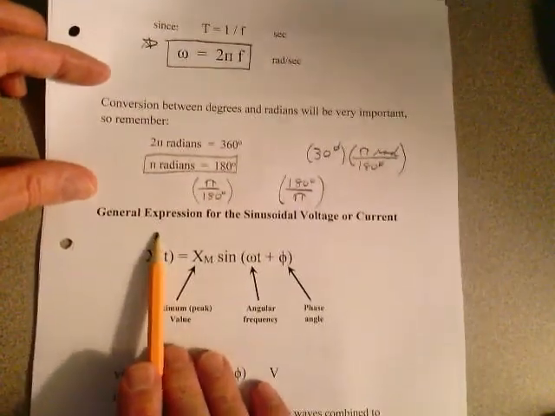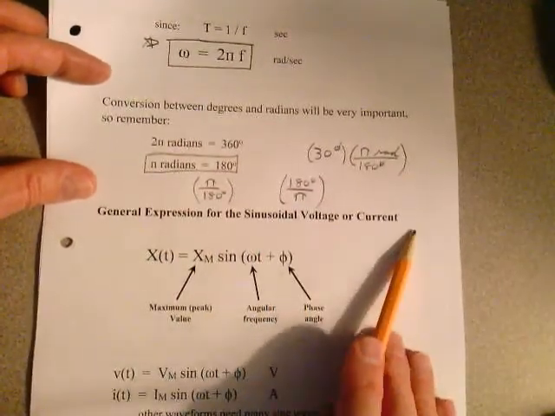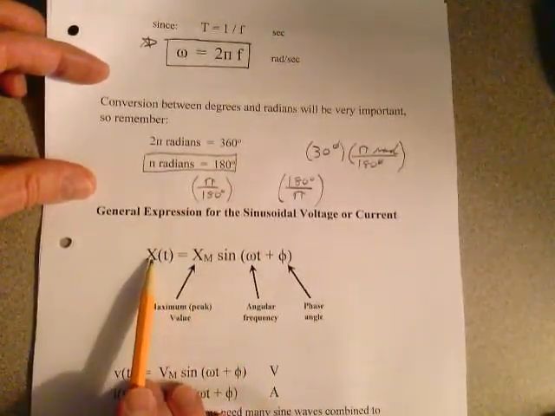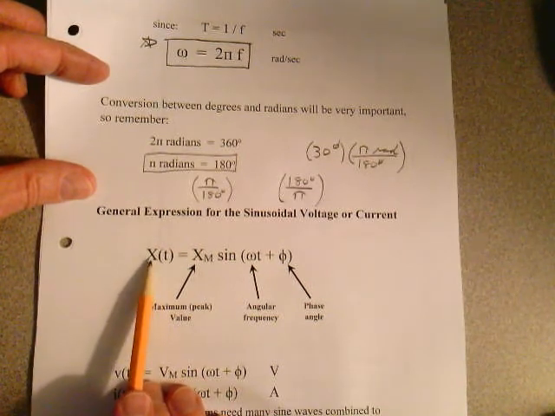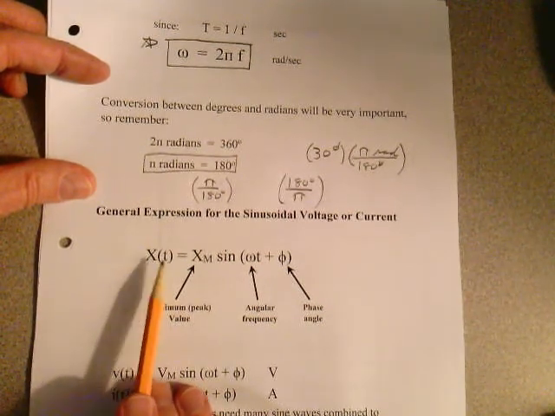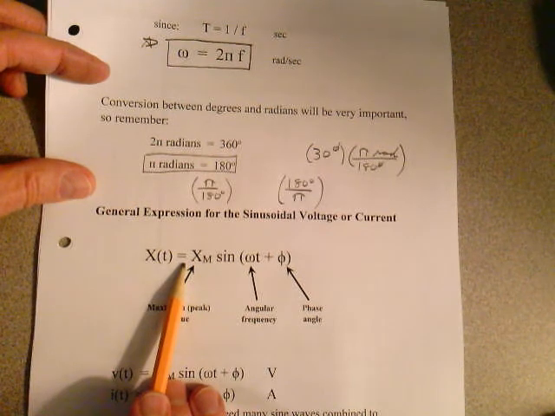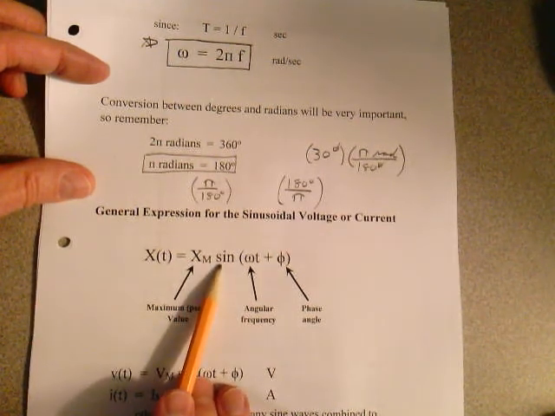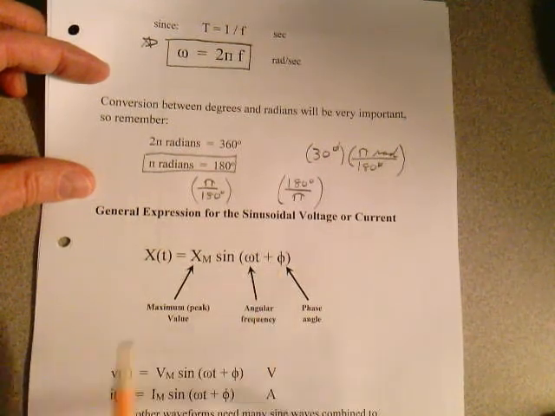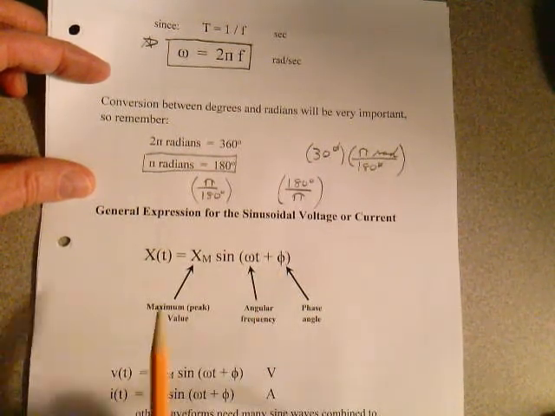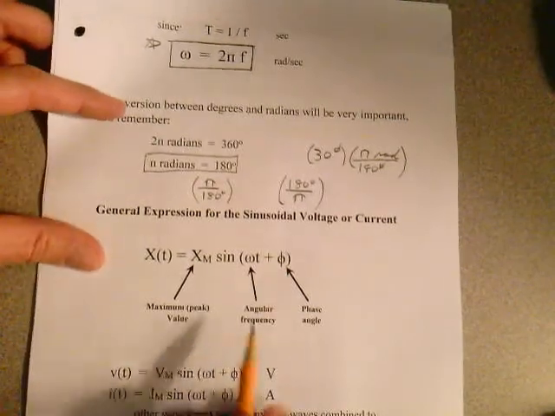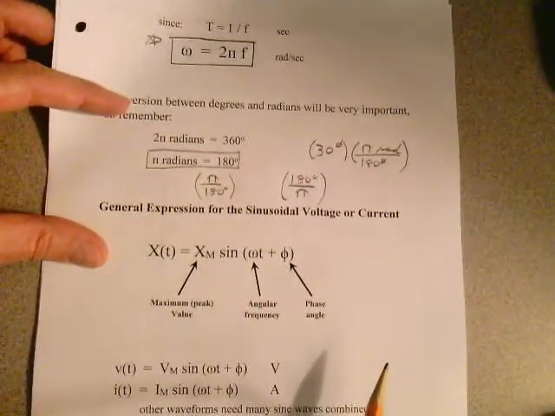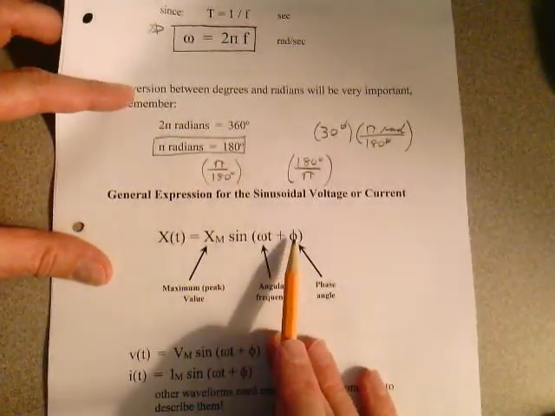The general expression for sinusoidal voltage or current, this is a general expression, so I'm not going to call this V right now. I'm not going to call this I. X of t is equal to x peak, or the maximum value, times the sine of omega t plus some phase angle. This is the general expression. It's going to be very easy to understand. I'm going to give you some examples in a minute, but here's a general expression.